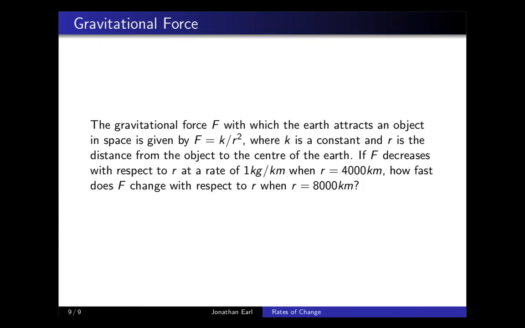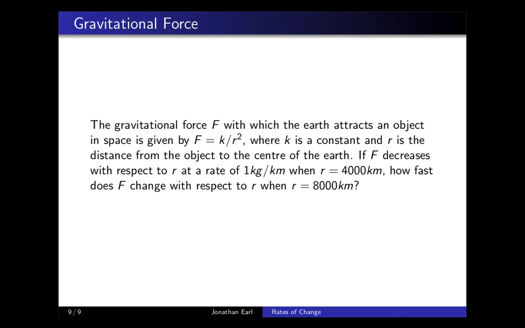And the last example I want to do is one dealing with gravitational force. Our gravitational force is given by F equals k over r squared. K is a constant. So the gravitational force is just a function in one variable, in this case just the radius, so the distance that the two bodies are away from each other.